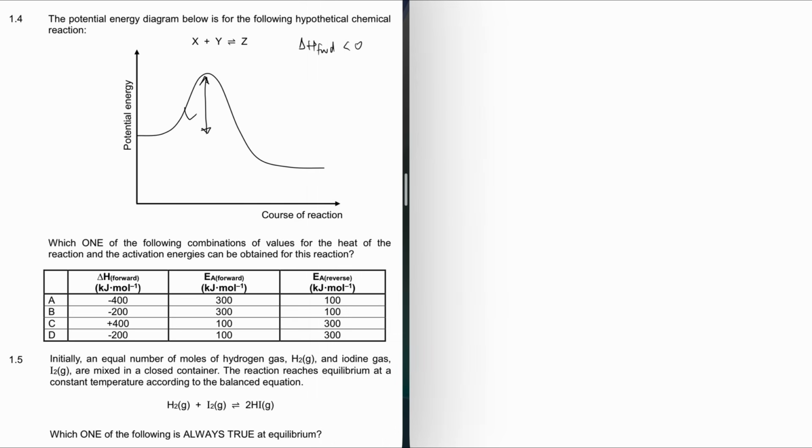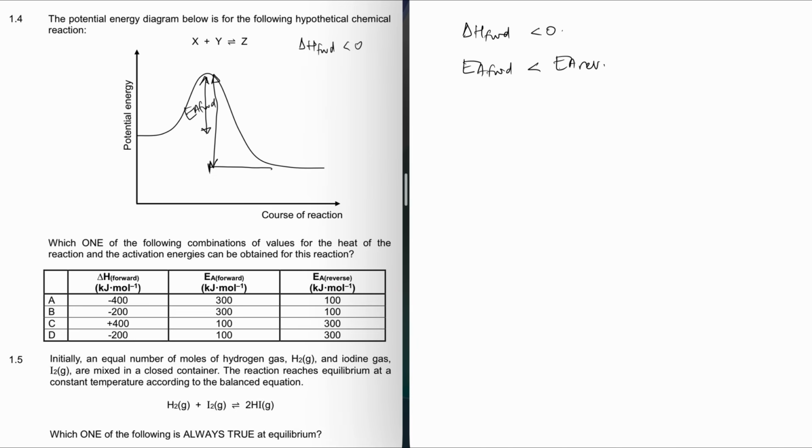Secondly, if I look at the forward reaction, I know that the activation energy here, so this is going to be the activation energy for the forward reaction, and it's going to be less than the activation energy for the reverse reaction, because the reverse reaction's activation energy is going to start here and go all the way up there. So those three things I can say with certainty. So again, delta H for the forward reaction is going to be less than 0. It's exothermic. The activation energy for the forward reaction is going to be less than the activation energy for the reverse reaction. And so we just need to look for values that match that.